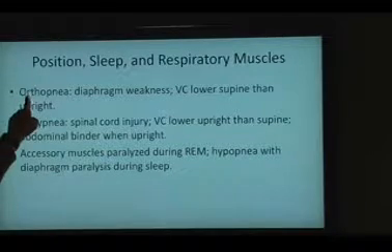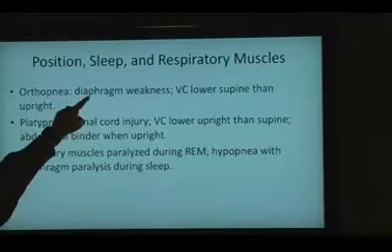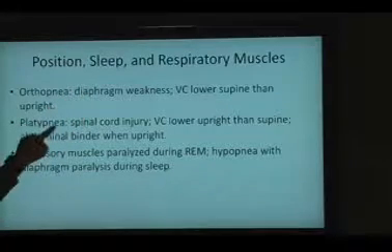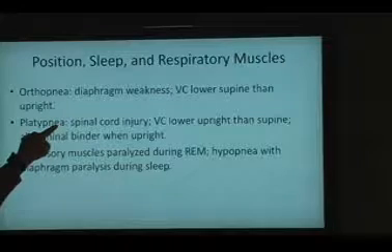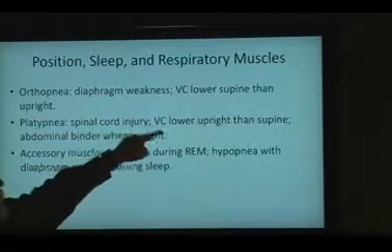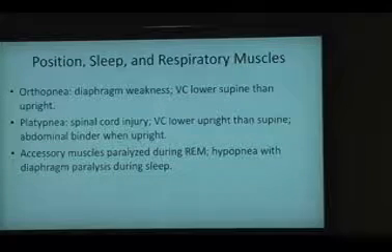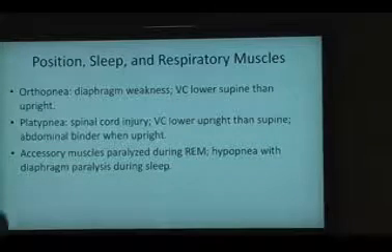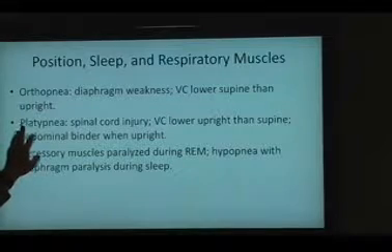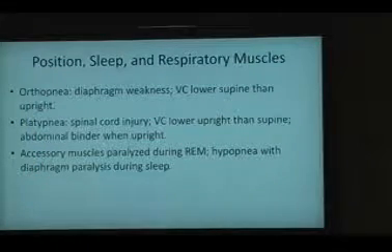So orthopnea, difficulty breathing in an upright position, diaphragm weakening; platypnea, difficulty breathing when supine. Spinal cord injury here, the vital capacity tends to be lower upright than supine. And when patients with spinal cord injury get out of bed into a chair, for example, an abdominal binder will help. So often these patients will have an abdominal binder, which has the effect of being flat and having the abdominal contents push up on the diaphragm.